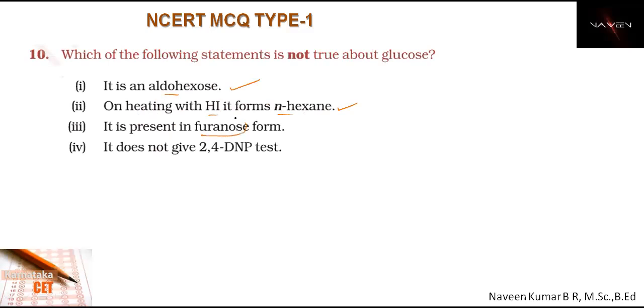It is present in furanose form, which is wrong. The ring of glucose is a pyranose ring, hence it is wrong. It does not give the 2,4-DNP test, as the anomeric carbon atom is involved in cyclization there. The free aldehyde group for the 2,4-DNP test is not possible after cyclization, one of the drawbacks of the open chain structure of glucose we discussed. Again, this is correct information. So for the question which is not true from the four statements, it is present in furanose form is wrong. It is present in pyranose form.